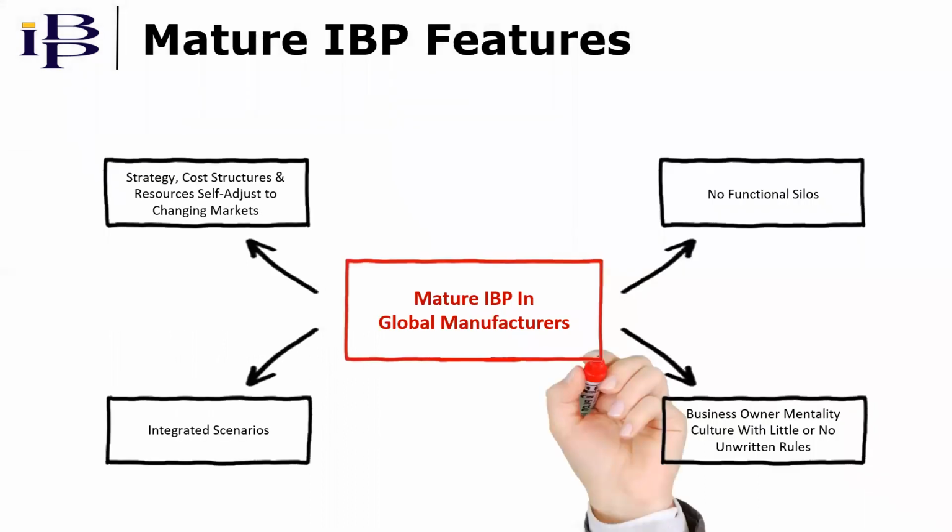So if you had to think, from a very simplistic perspective, what does a mature integrated business planning process look like? If you just asked somebody to describe it simply, what would it look like? Well, the first thing is that your strategy, cost structures, and resources would self-adjust to changing market conditions. Second, you wouldn't find any functional silos in your organization. You'd be managing cross-functionally and working well across both functions and entities. You'd have integrated scenarios, which I'll define in a second, and people would exhibit a business owner mentality culture where there are no unwritten rules, and I'll explain what that is in a minute.